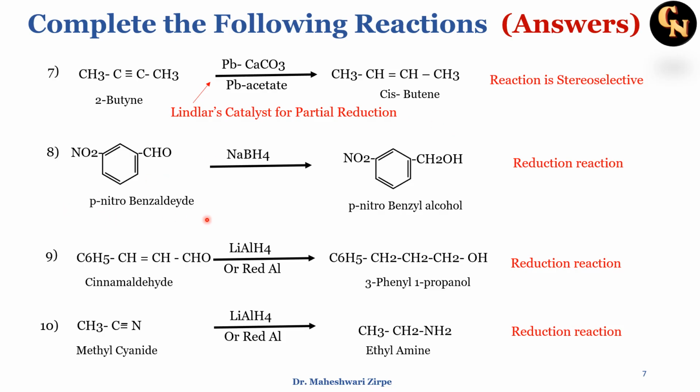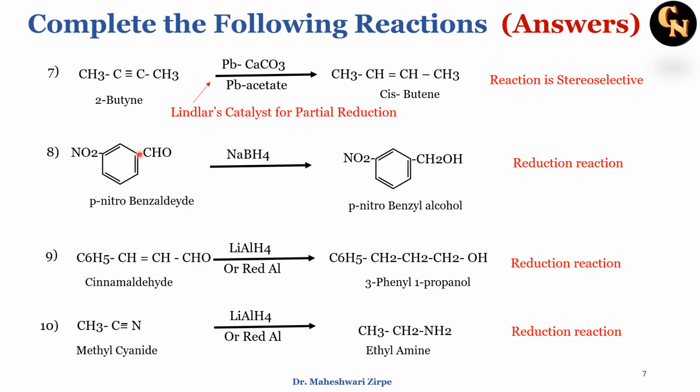p-nitrobenzaldehyde. The reagent given is sodium borohydride. Again, it is a reducing agent, but it is a mild reducing agent. Being a mild reducing agent, it is not going to reduce your nitro group. It is only going to reduce ketones and aldehydes. We have seen this in our MCQ. Sodium borohydride, being a mild reducing agent, only reduces aldehydes and ketones. It does not reduce nitro, acid and ester groups. It cannot reduce these groups.